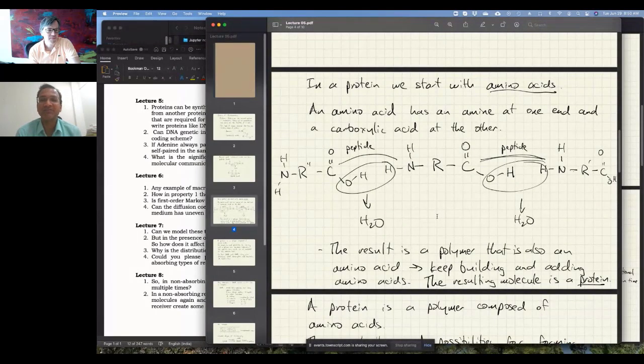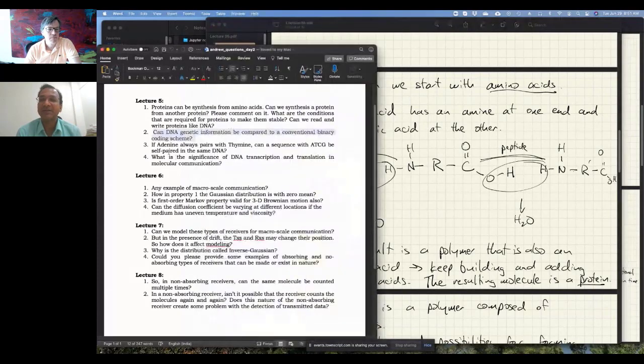Next question is, if adenine always pairs with thymine, can a sequence with ATCG be self-paired in the same DNA? Yes. So this is actually a big problem, and it is part of error correction in DNA. Some of the correction is simply the transcription, and other parts of the correction are preventing things like this from happening. In transcription of, for example, RNA, you have a single strand, and it can bend and hybridize with itself, and this causes significant problems. So that's definitely possible. There are mechanisms to avoid that.